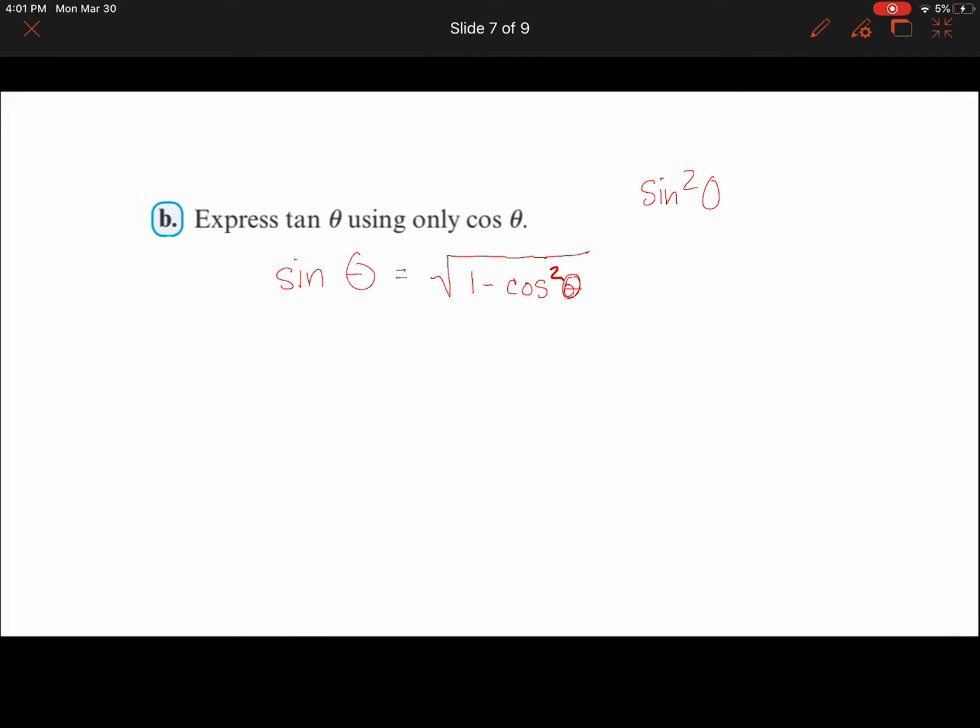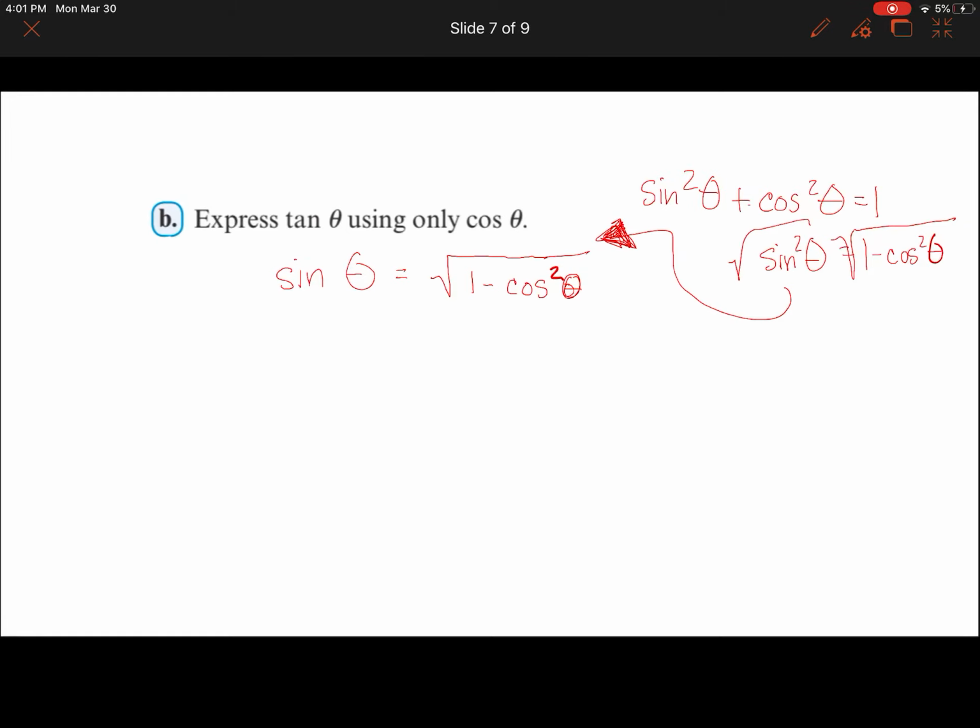If we do sine squared theta plus cosine squared theta is equal to 1, what we want to do is subtract cosine squared theta from both sides. So we'll have 1 minus cosine squared theta, and on this side we have sine squared theta. Then you have to take the square root of both sides, and that's where we are getting this part from. Sorry, a little messy.